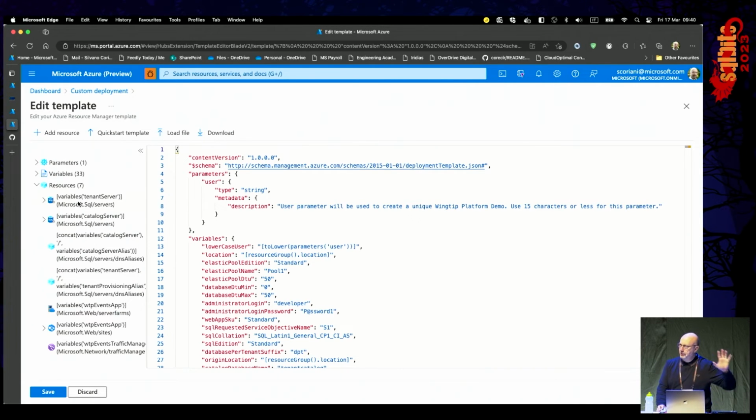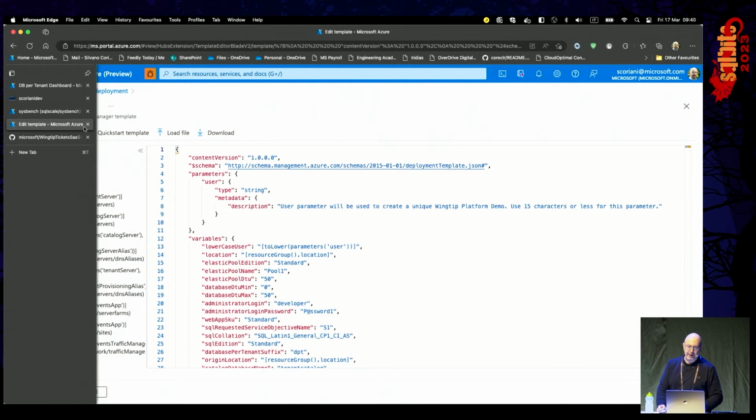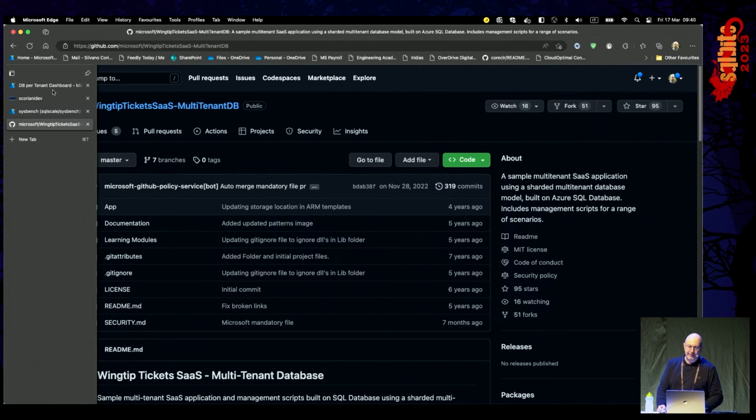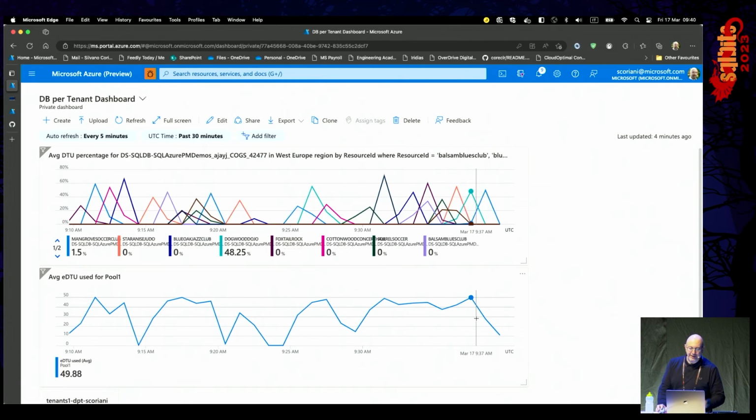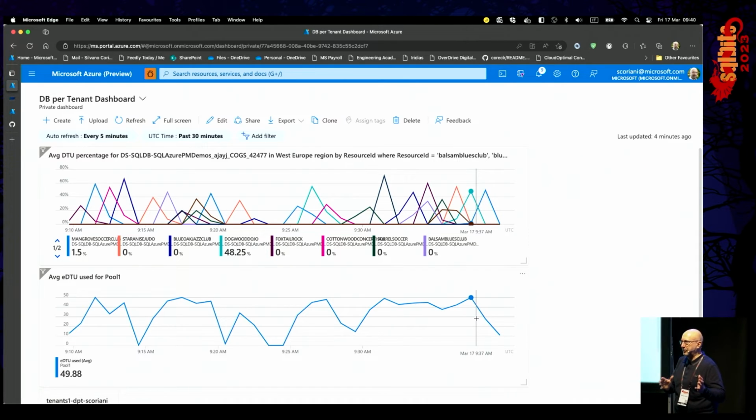Here we are. It is deploying your Azure SQL Logical Server, it is deploying your web app. It is deploying everything for you. You just click deploy here, and you will get a running environment. And this is exactly demonstrating the idea of elastic pools for this database per tenant scenario.